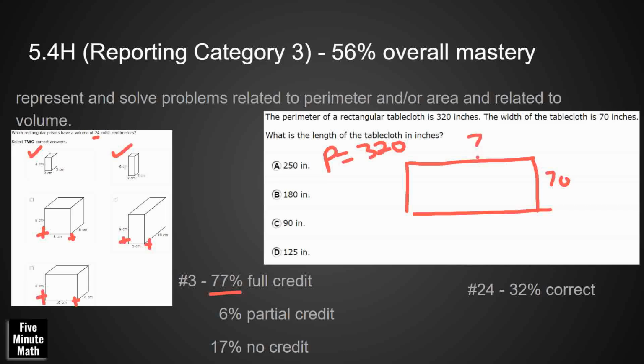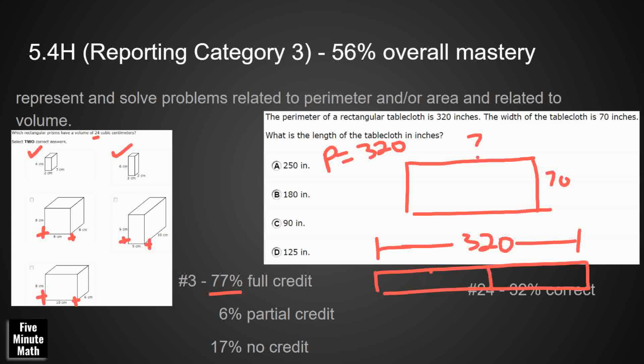What's the length? Well, let's visualize this as a strip diagram. All right, my perimeter is the whole thing. That's my total, 320. What are my parts? Well, I know there's 4 parts. I've got the width, I've got the width, I've got the length, and I've got the length. They gave me the width as 70. So I've got 2 70s down there. So what is that? That's 140.